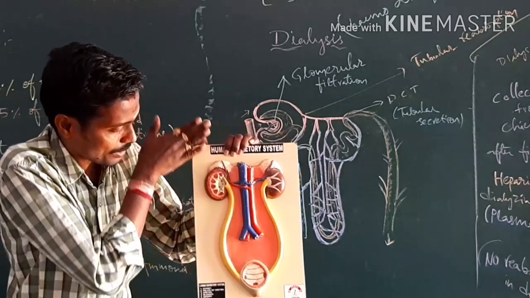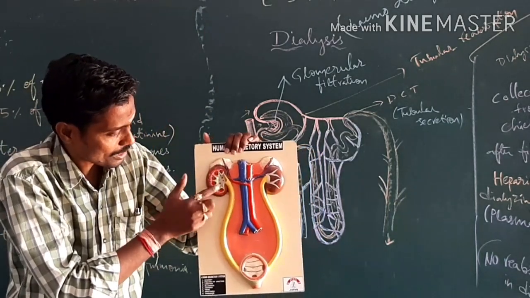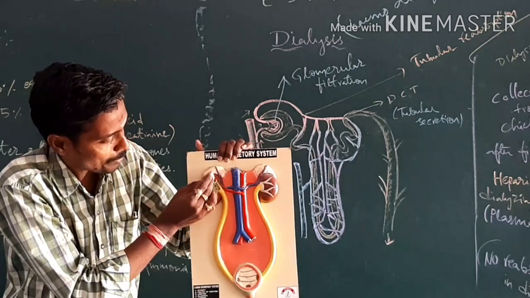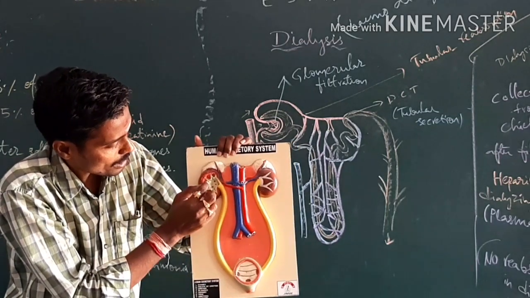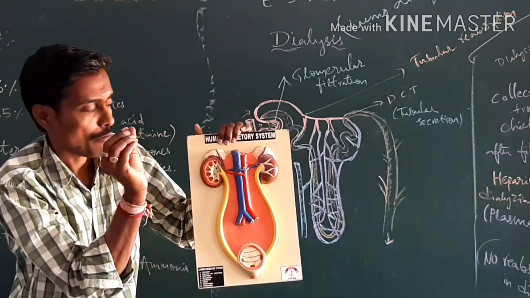This is the LS of kidney. Whenever we cut longitudinally, we do observe these kind of structures. It looks like a flower, a bunch of flowers. This is called the pyramid base, calyces. It looks like a flower.